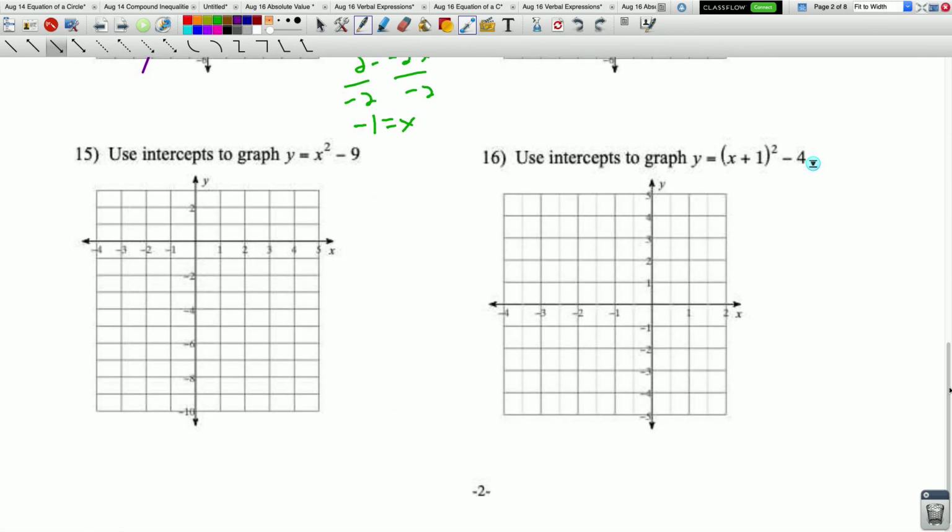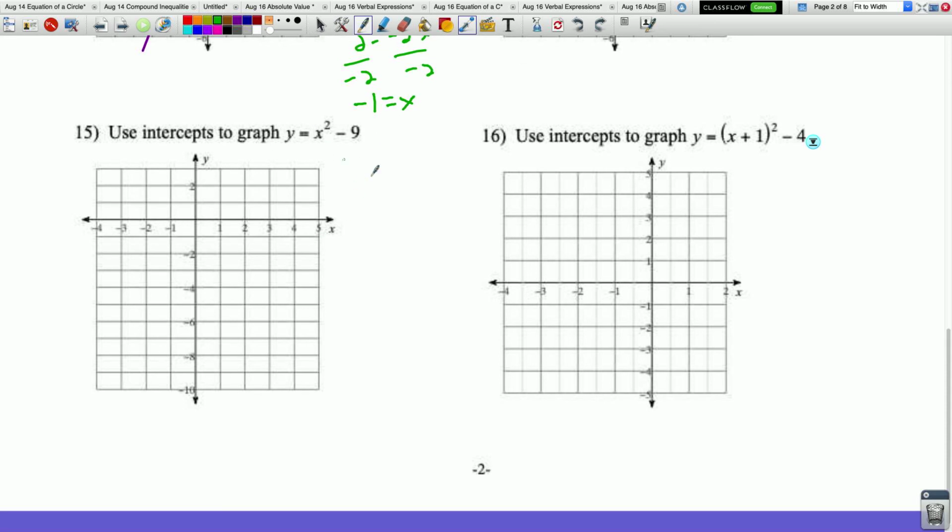Let's use that same information with the quadratic graph. Main thing we need to remember here, if we take a square root, you get a positive and a negative answer. So let's set y equal to 0. So 0 equals x squared minus 9. Add 9 to both sides. 9 equals x squared. Take the square root. Plus or minus 3 equals x. So I've got 2 x-intercepts, one at positive 3, one at negative 3.